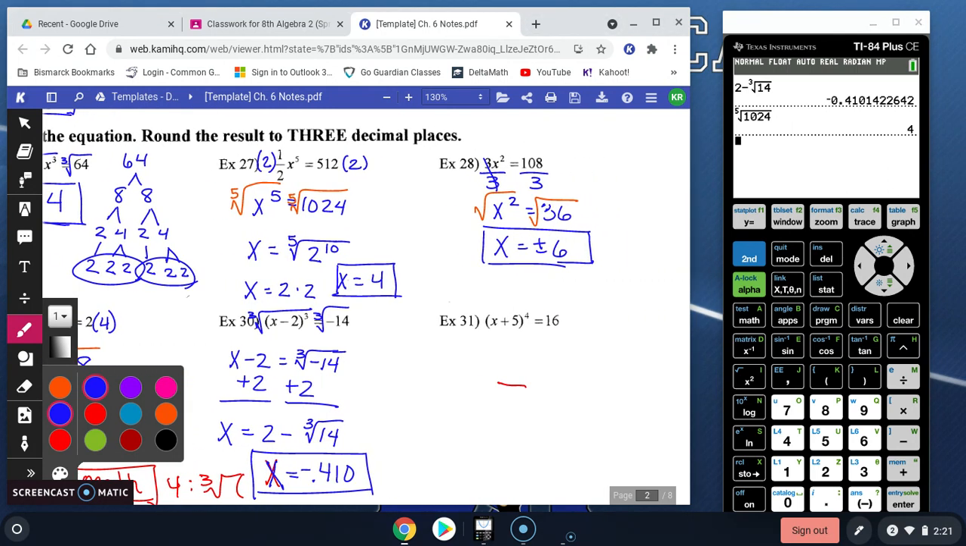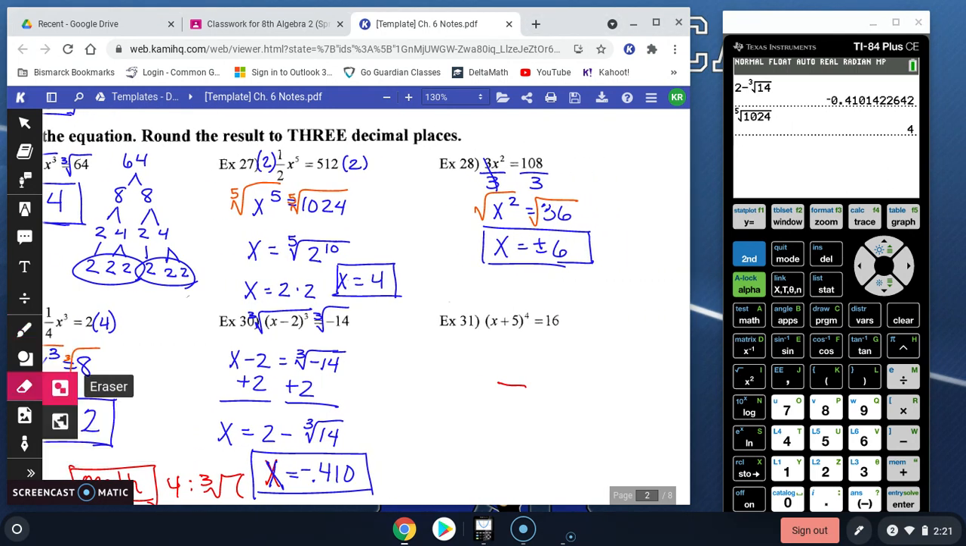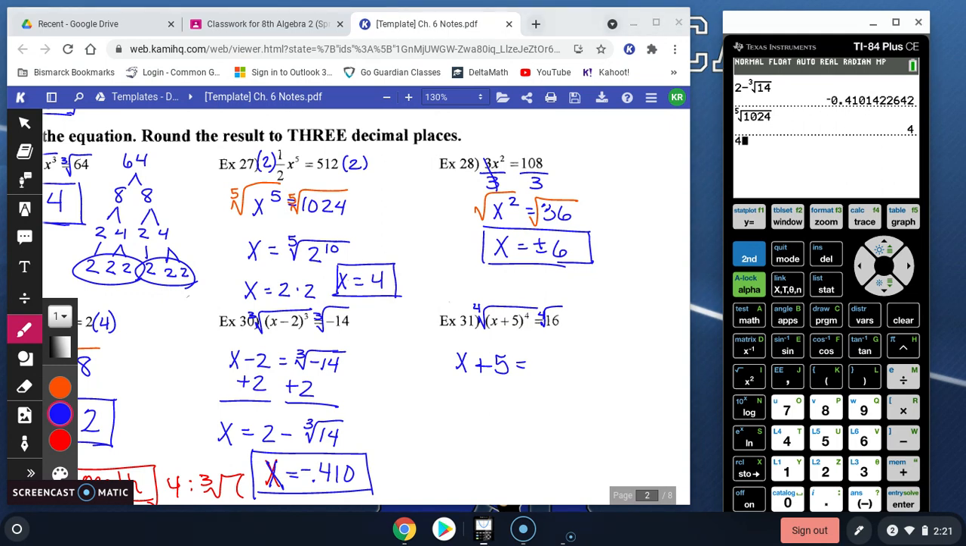Okay, let's see. We have one more here with number 31. So this one, you can see it's to the 4th power. So we're going to want to do the 4th root of 16. So that 4th power cancels out that root, and I get x plus 5 equals, now 4th root of 16. Again, I can do a factor tree, or if you want to use your calculator, you can use your calculator. So it's 4. I'm going to go to the math, oops, wrong button. Go to math. I'm going to get my root button and 16, and that is 2.